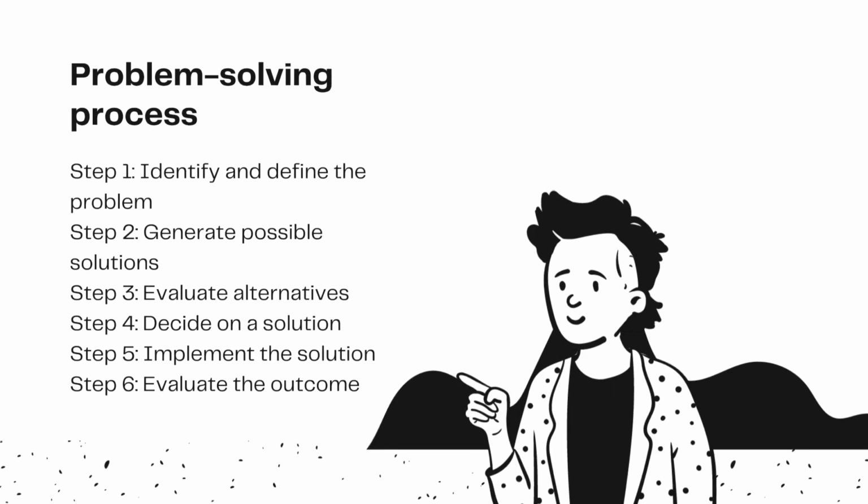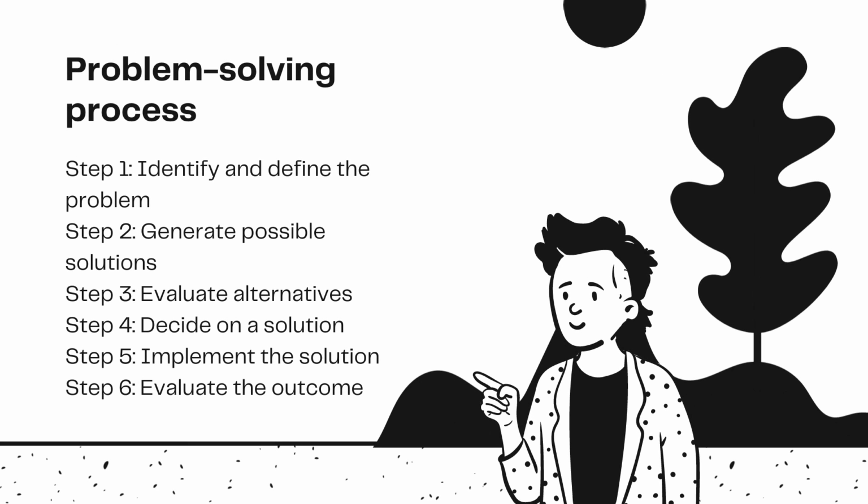For problem-solving process, there are only 6 steps. Step 1 is to identify and define the problem. Step 2 is to generate possible solutions. Step 3, you evaluate other alternatives that you have for this problem. Step 4 is you will now decide on a solution. Step 5 is implementing the solution. Does it work for you? Does it work for the problem? And step 6 is you have to evaluate the outcome so that the student will be able to learn in the future.